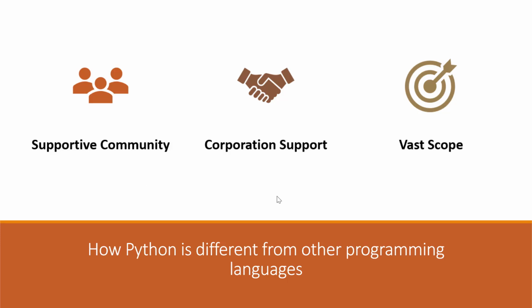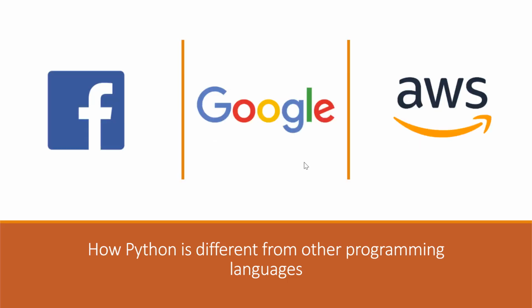Now the second difference which makes Python special is its corporation support. Now when a company supports a programming language, it expands quicker. For example, Facebook supports PHP, Oracle supports Java, Microsoft supports Visual Basic and C Sharp. Similarly, companies like Amazon's AWS, Google, and even Facebook support the use of the Python programming language, and they also utilize it in some of their major projects. For example, Google utilizes it for YouTube.